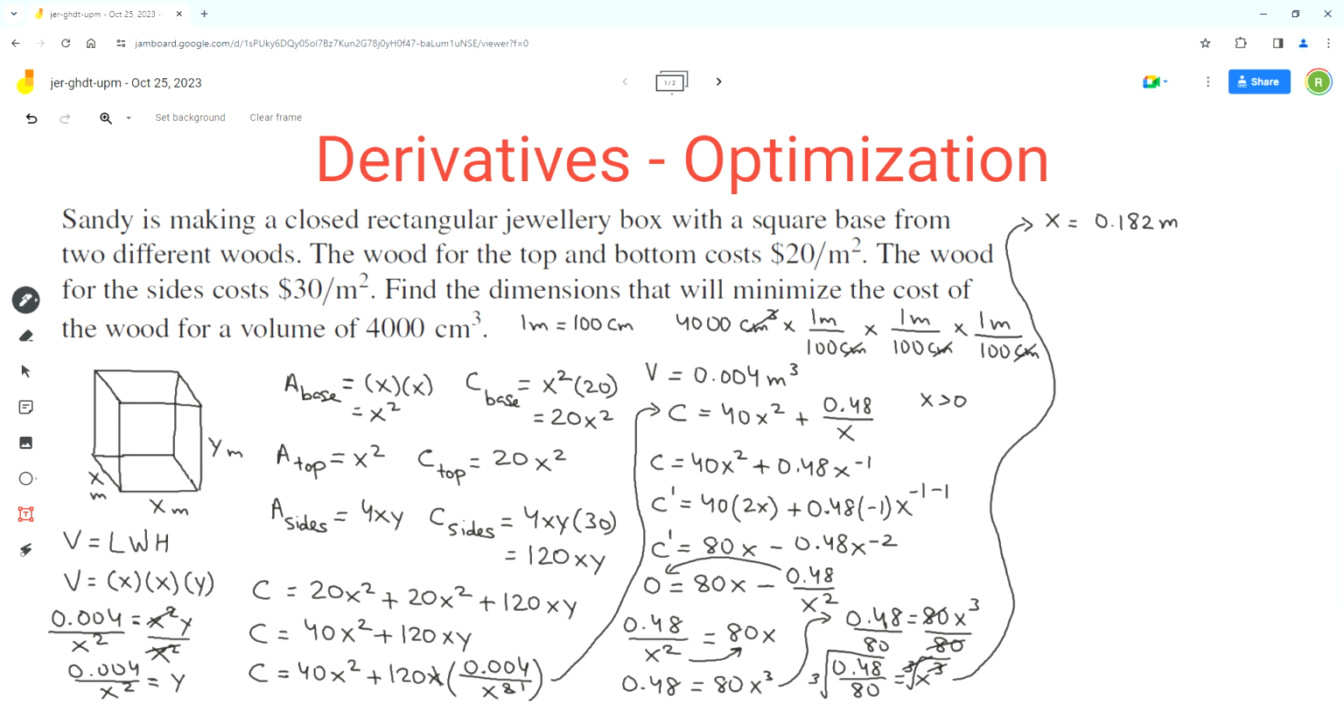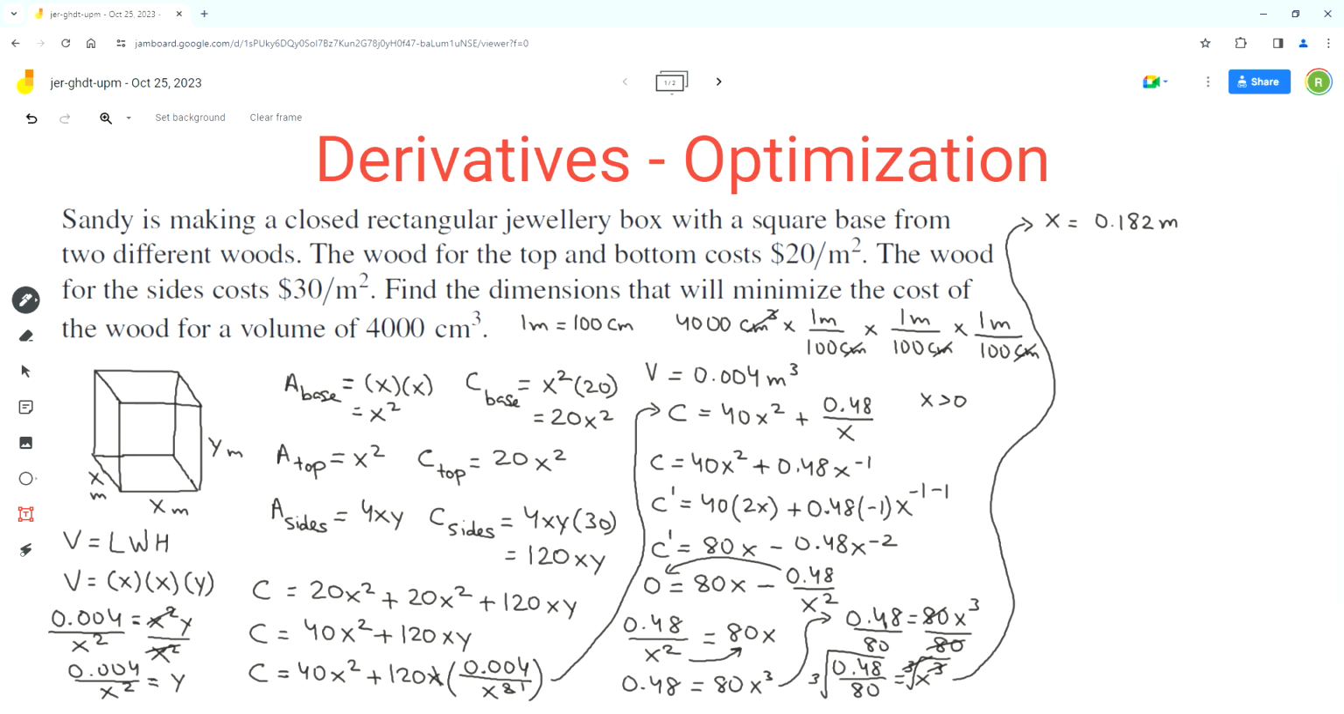So there's a very important concept we have to keep in mind. So we cannot test for the volume or for the cost at x equals 0 because if we sub in x as 0 in this cost function, the denominator becomes 0. So that will make the cost undefined. So that means there is only one solution here, that is that x equals 0.182 meters at which the cost will be minimum.